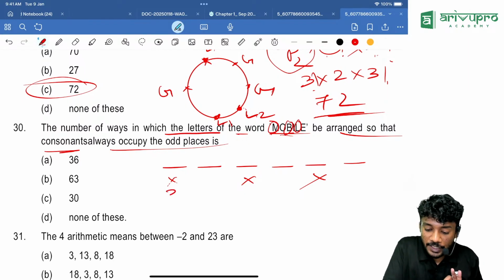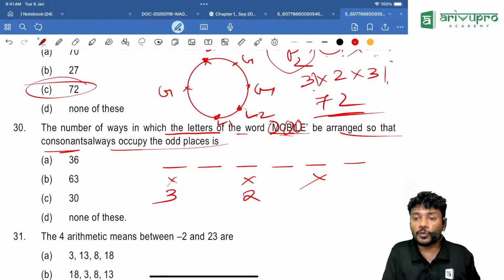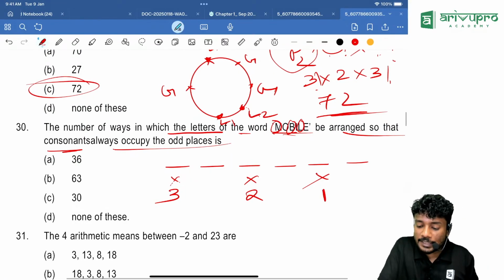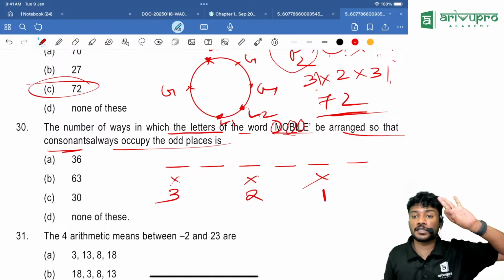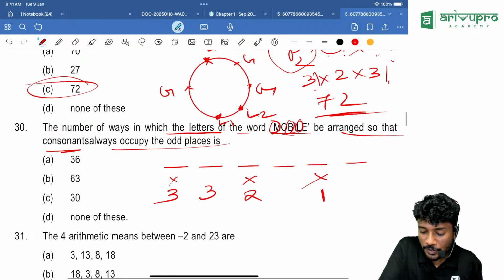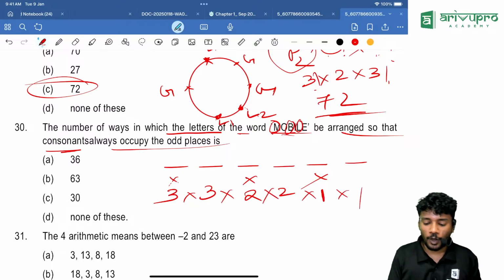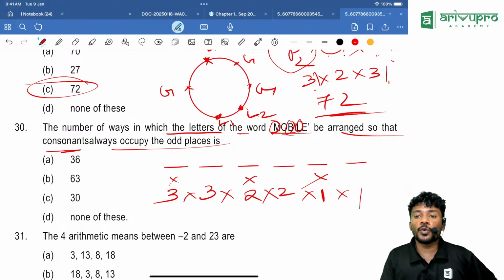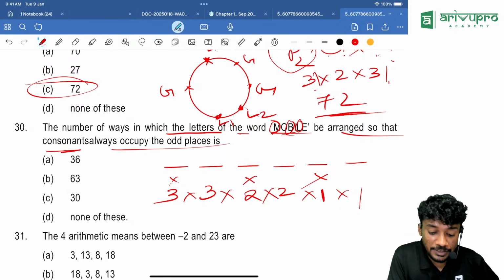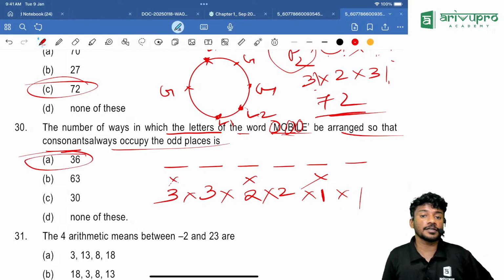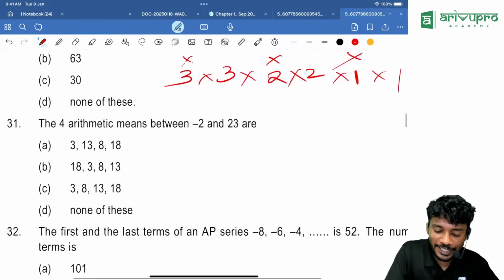That means here 3 letters can sit. Here 2 letters can sit. Here 1 letter can sit. Now, how many are remaining? 3 letters. That means 3 into 2 into 1 into 3 into 2 into 1. What is the answer? 9 into 2 into 2. That is 36. Option A is our answer. Can we do the next one?